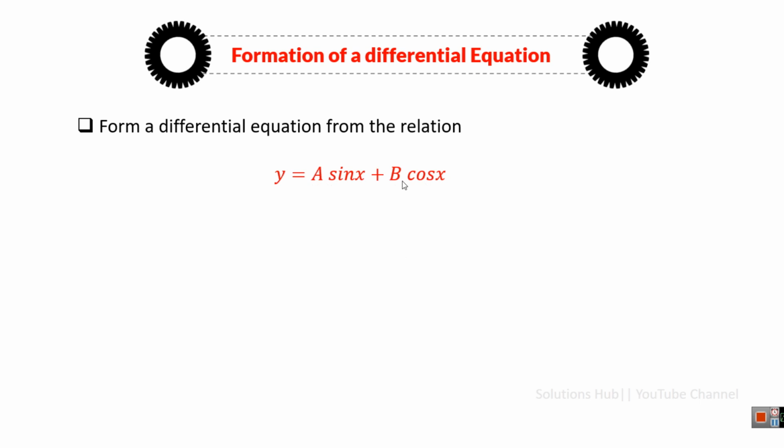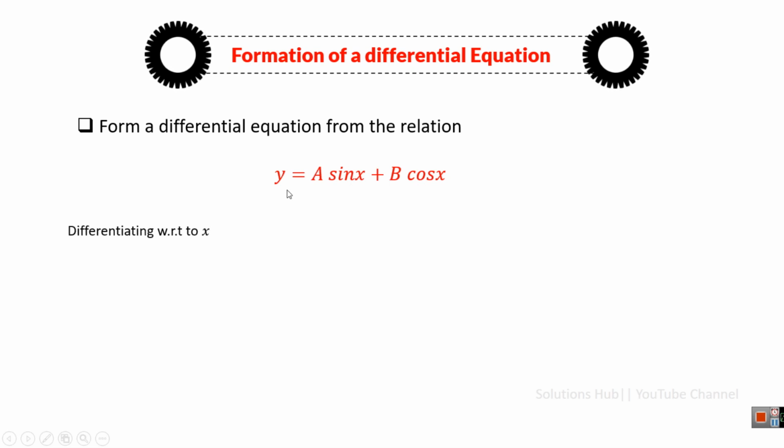The number of constants determines the order of the differential equation that we will form after solving that particular equation. The other important point is that the number of constants also tells us how many times we have to take a derivative of that particular relation. If we are given two constants, it means we have to differentiate it twice. If we are given three constants, it means we have to differentiate it thrice. As there are two constants, we must differentiate it twice. So we are going to differentiate it.